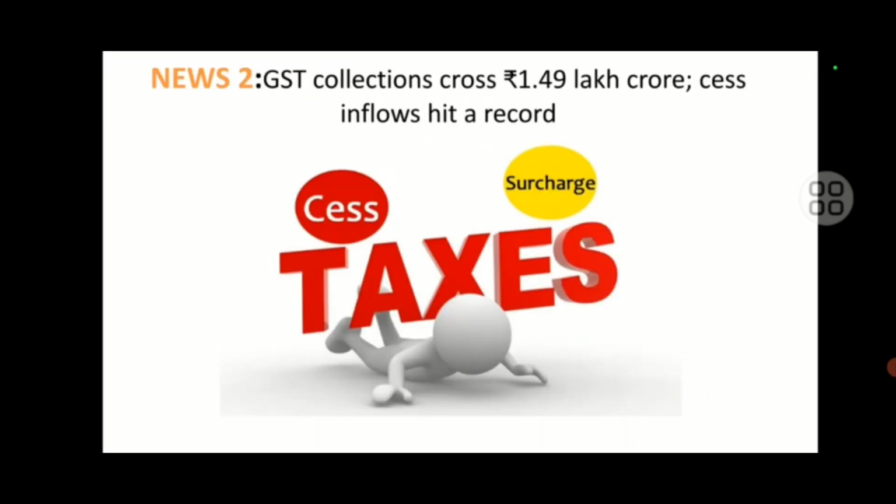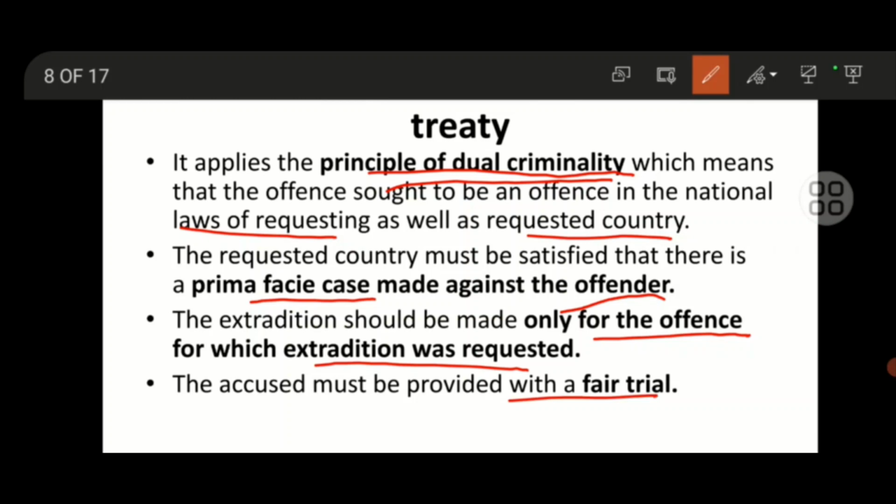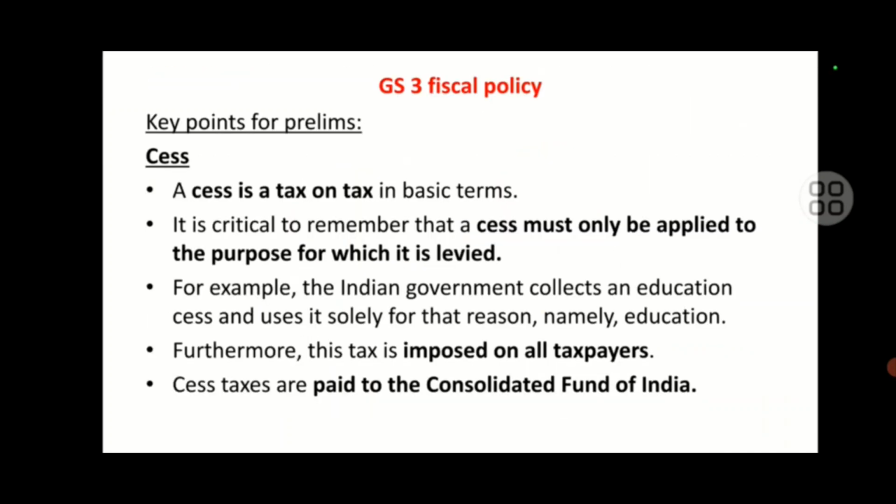The principle followed in an extradition treaty is the principle of dual criminality, which means that the offence ought to be an offence in the national law as well as in the requested country. That is called the principle of dual criminality. The requested country should be satisfied that a prima facie case is made against the offender. The extradition should be made only for the offence for which it was requested. The accused must be provided with a fair trial. This was the principle.